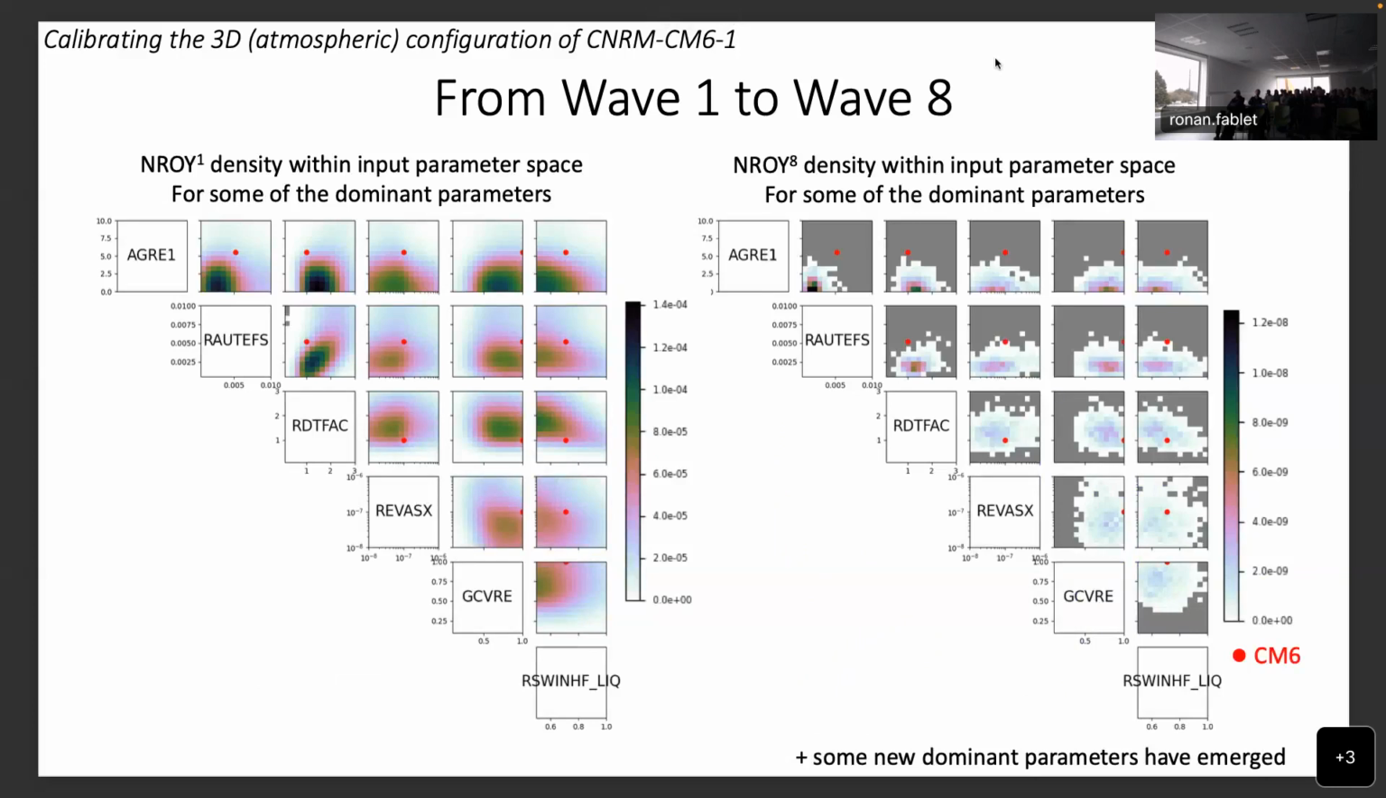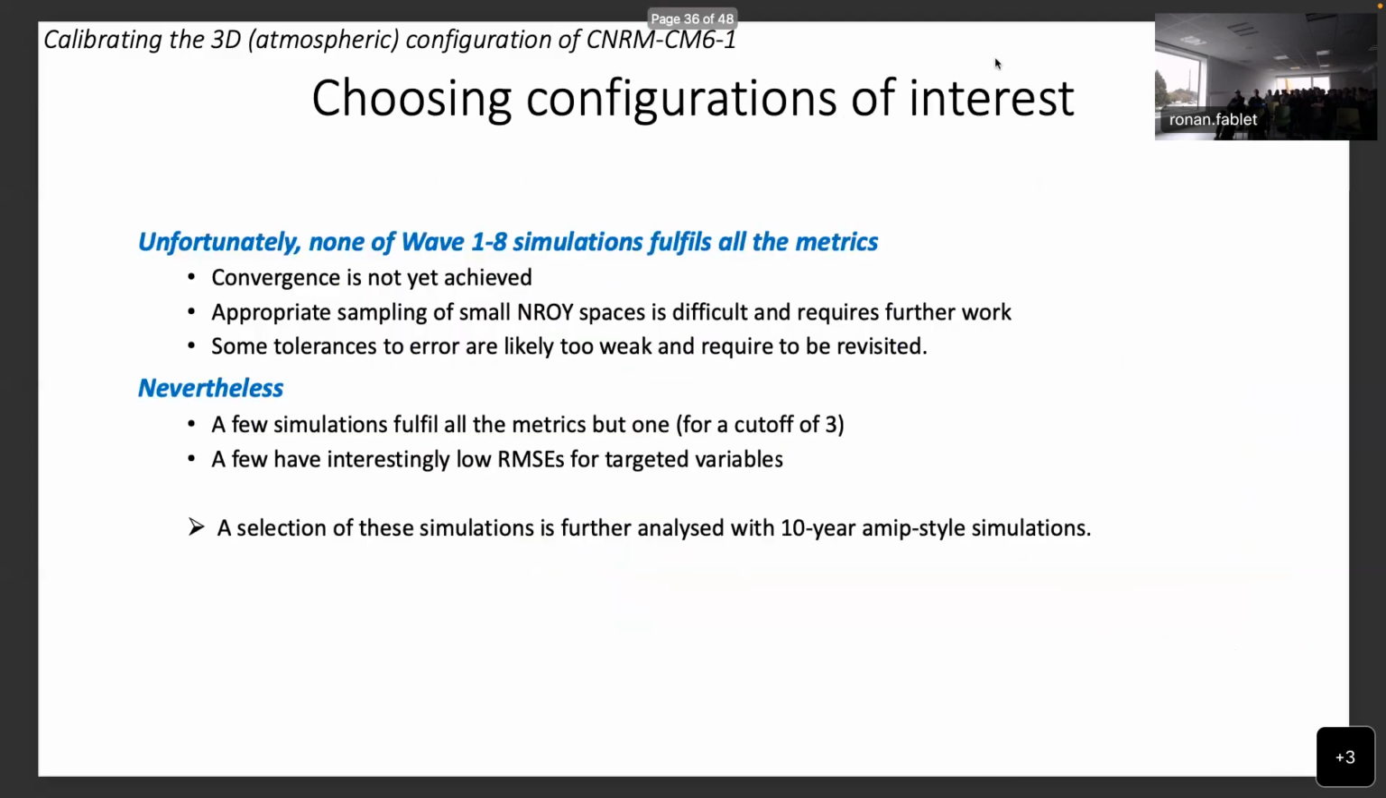Of course, the space is much smaller. We don't have so much freedom for some of the parameters. But we also see that, starting from the dominant parameters at wave 1, after a few waves it's not always the same. We have new dominant parameters that emerge, which is important to keep in mind, to not reduce the number of parameters at the beginning, but to let the method discover which parameters are really important in the end.